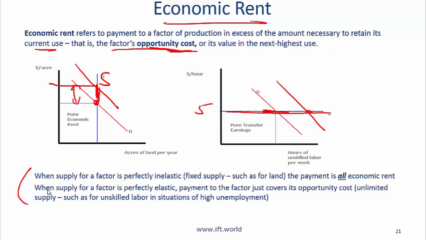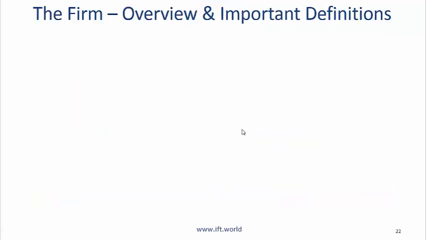So remember these sentences. When supply for a factor is perfectly inelastic, that's the left diagram, the payment is all economic rent. When supply for a factor is perfectly elastic, payments to the factor just cover its opportunity cost, so there is no economic rent. And you can take this one step further by saying that in the real world, there will be some combination of economic rent and what's called pure transfer earnings or the opportunity cost. And the more inelastic the supply curve, the higher the economic rent.